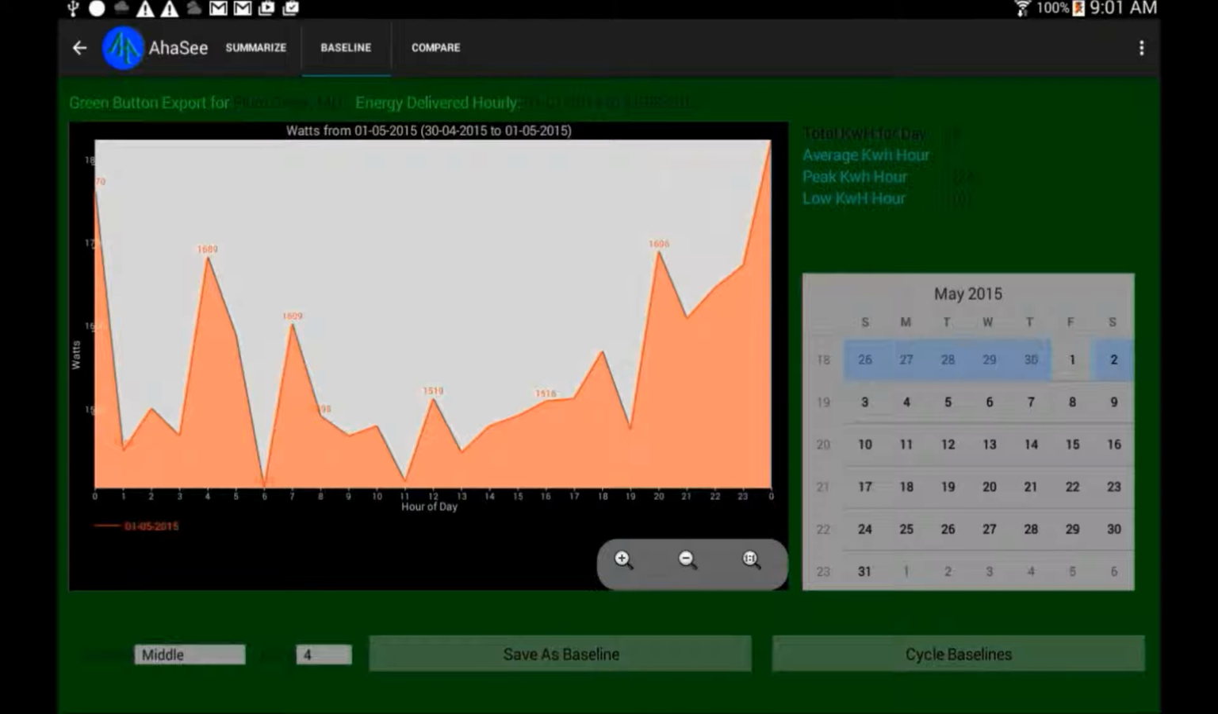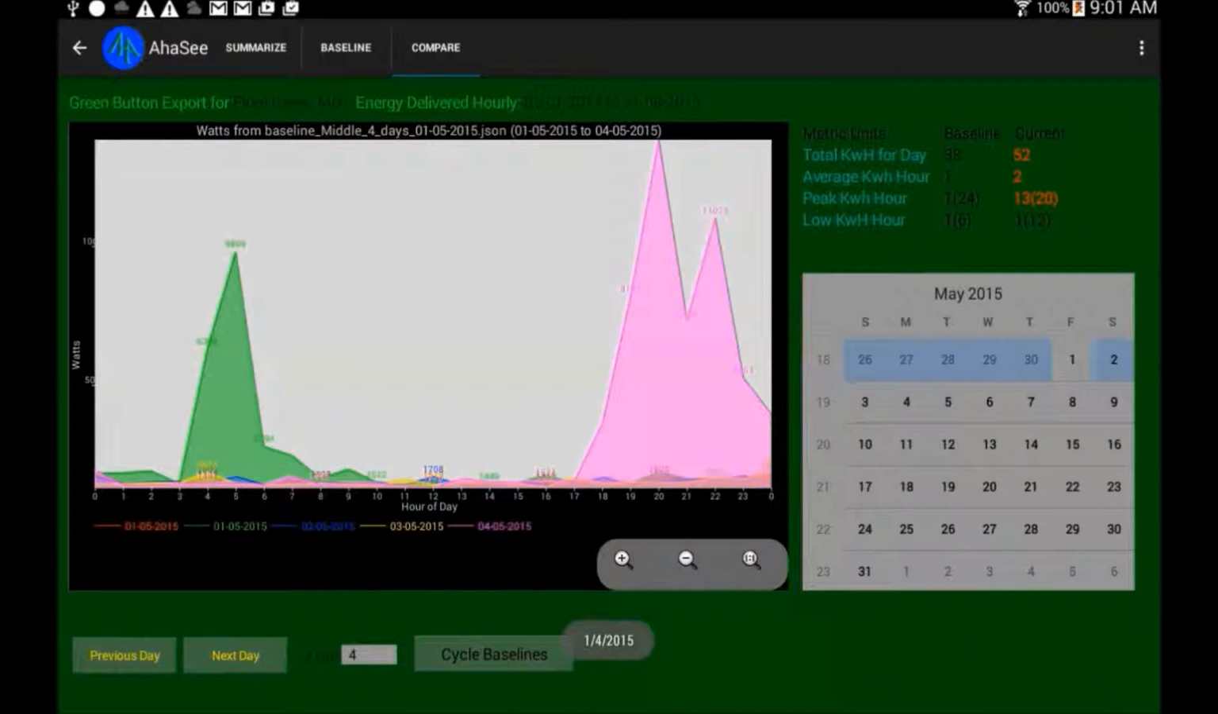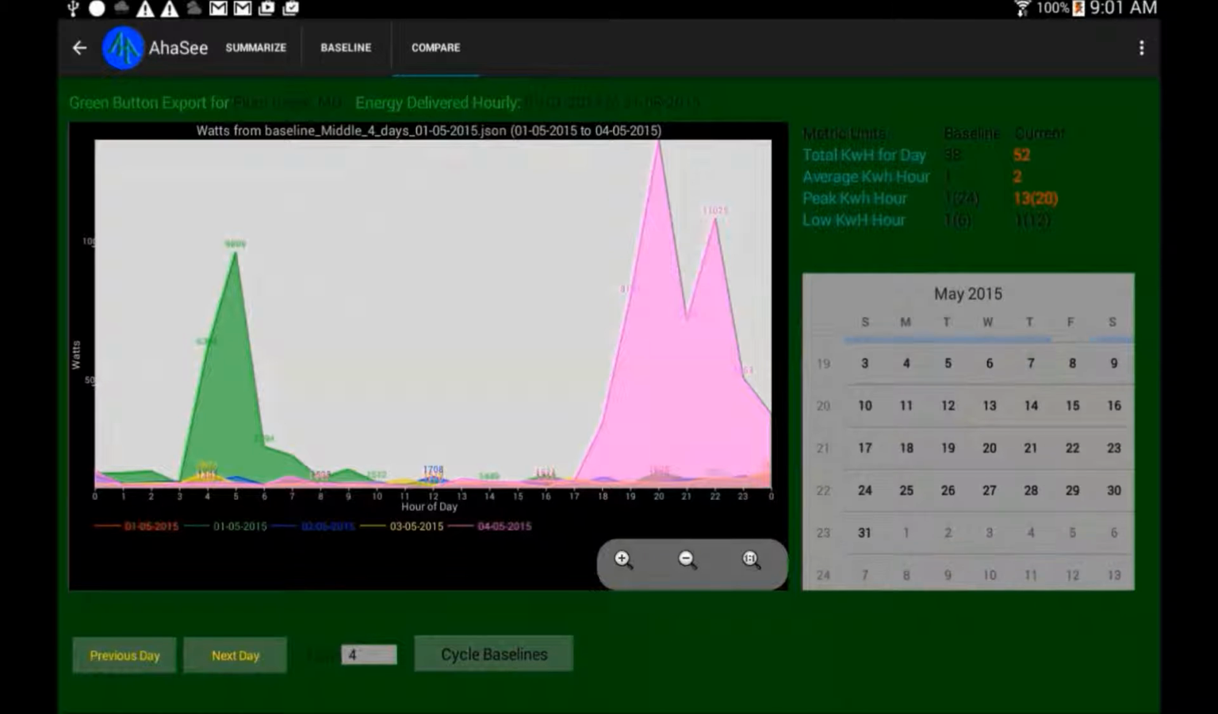Now, instead of just taking the averages, you can also eliminate the outliers, take those middle values, and produce a nice low baseline that reaches only about a kilowatt per hour. And that shows pretty typical flatline behavior, and you can save that as a baseline.